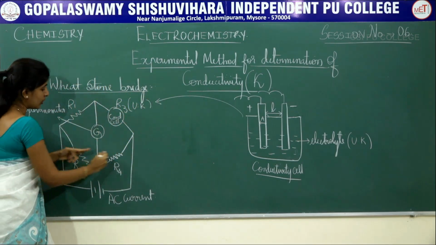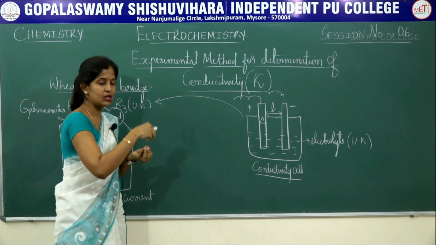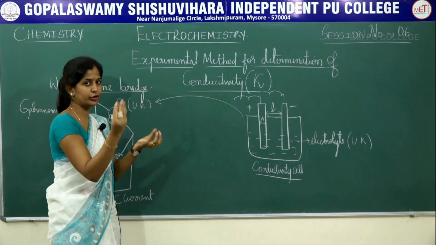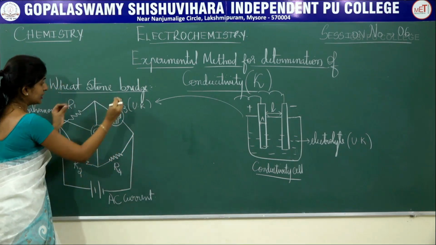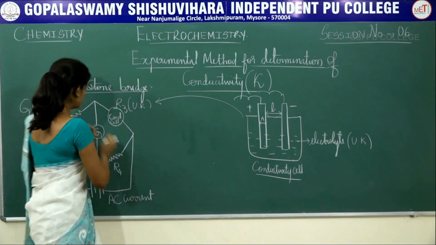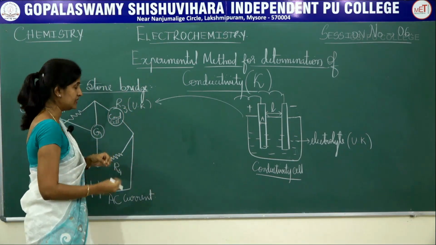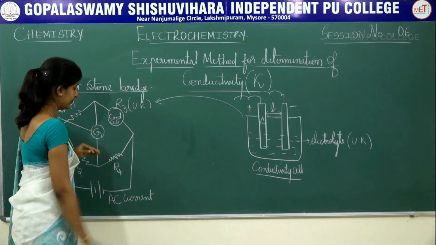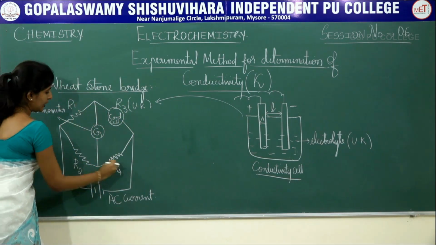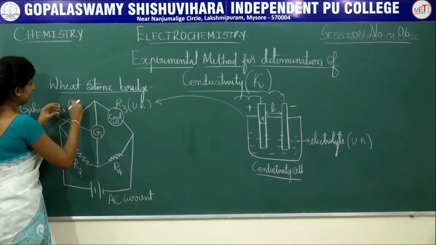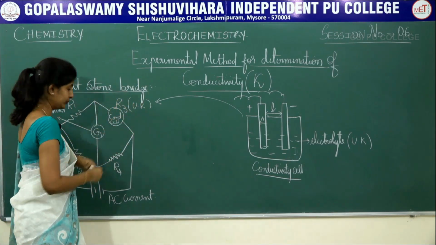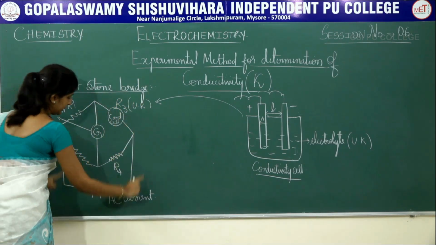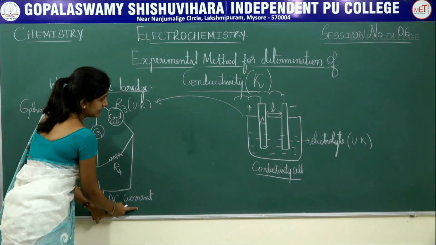So R1, R2, R4 are variable. You can put resistors, remove resistors. You can vary the resistors. But R3 is unknown. So using these three resistors variance, you can calculate this R3. Now R1, R2 and R4 are variable, R3 is unknown. So it is connected to an AC current. I'll tell you why AC current is used.